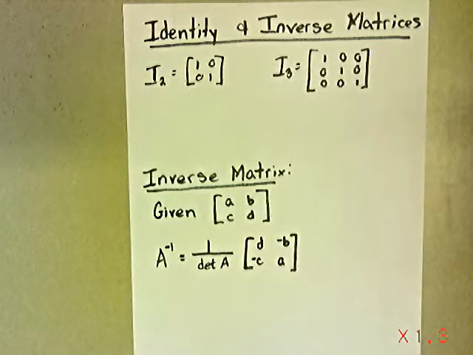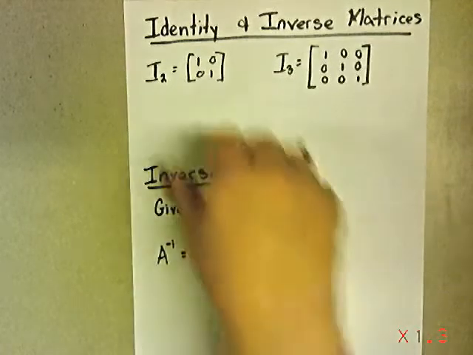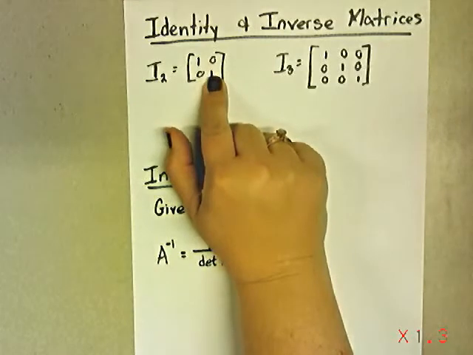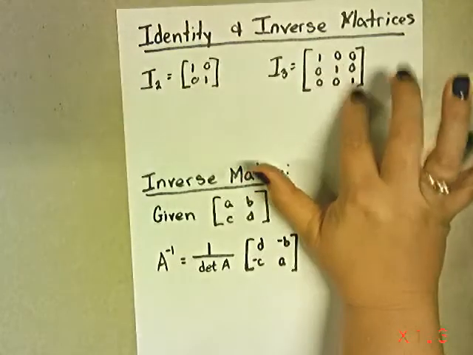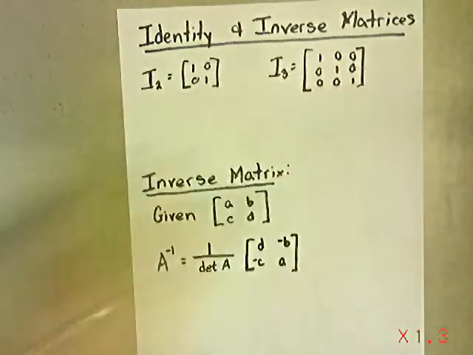The first thing I want to talk to you about is identity matrices. It's not really something that you're going to have to know, but some people get curious, what is this inverse matrix and where does it come from? Basically what happens is if you multiply a matrix times its inverse, you end up with the identity matrix. And an identity matrix is just a matrix that has ones on the main diagonal and then zeros everywhere else.